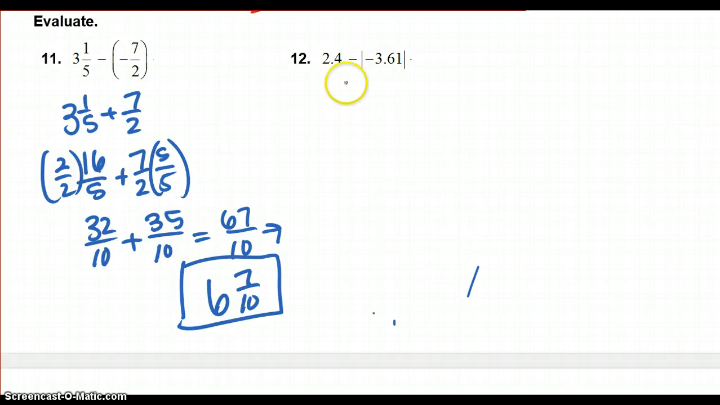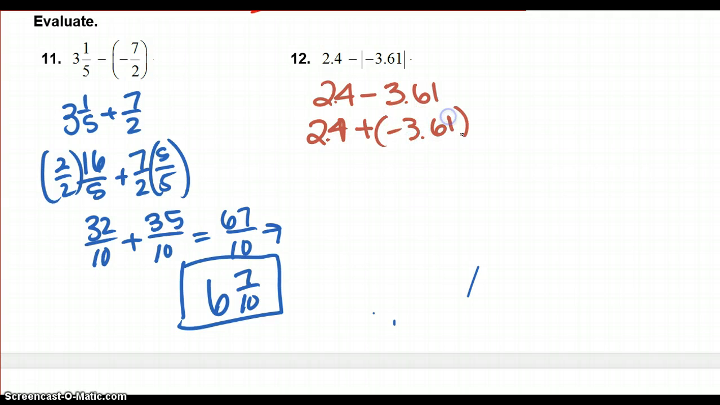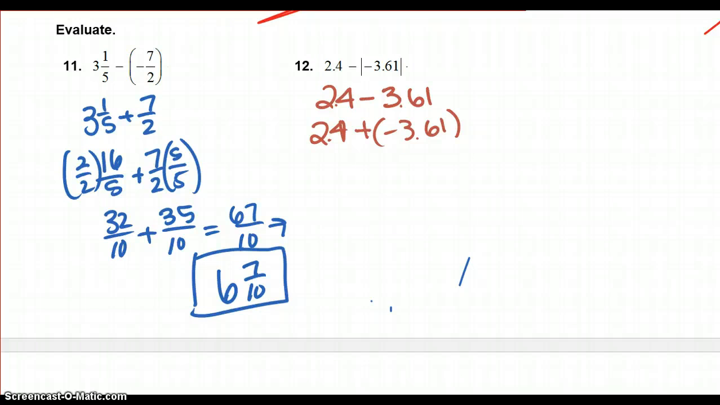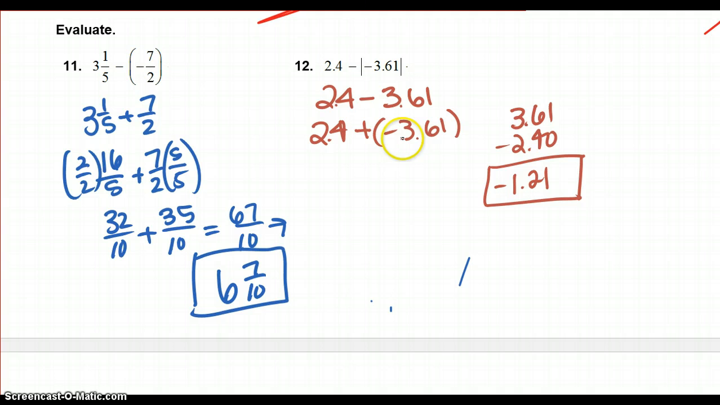Number 12, this one's kind of tricky, so bear with me. You must do the absolute value first, so it should be 2.4 minus the absolute value of negative 3.61, which is 3.61. Now you can keep and add the opposite. Okay, now my signs are different, so I subtract. So I have 3.61 minus 2.40, and I get negative 1.21. I keep the sign of the bigger number. That 3 was the bigger number.